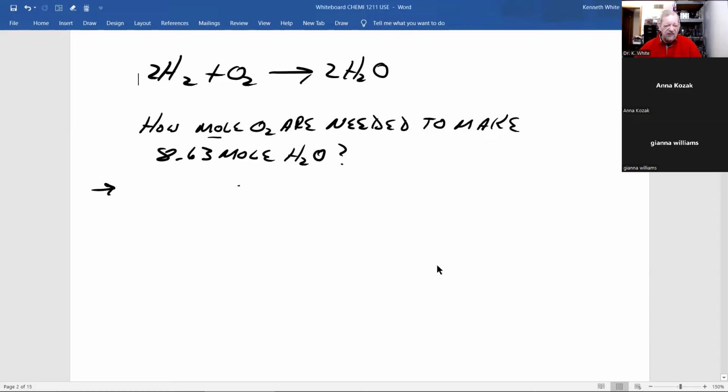And what are we being asked to find? How many moles of O2. What are we given? How many moles of water we want to get, but we're also given the balanced chemical equation. You need that to do this problem. So how do we start?